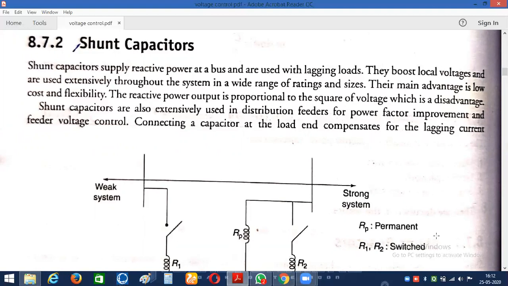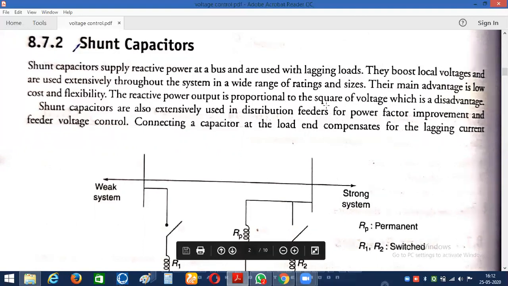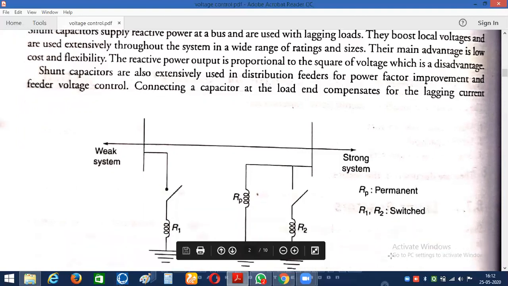The main advantage here is very low cost. The capacitors are of very low cost. So by making use of shunt capacitors at a lower cost, we can increase the voltage level as well as control the power factor. The reactive power output is proportional to the square of the voltage, which is a disadvantage for us. Shunt capacitors are also extensively used in distribution feeders for improving the power factor as well as voltage control.